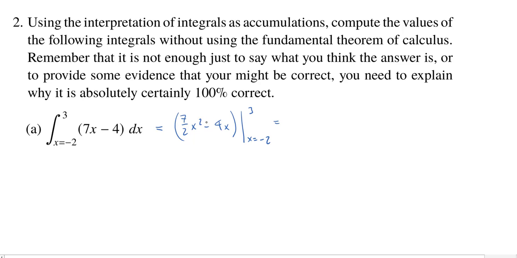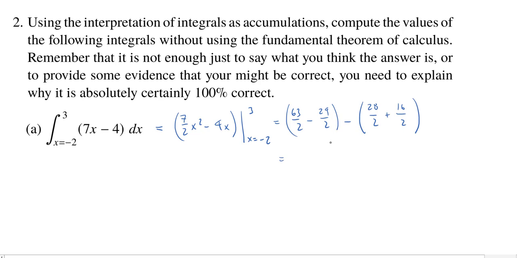And let's see, at 3, we would get 3 squared is 9 times 7 is 63 over 2, minus 4 times 3, okay, that's 12, which I could write as 24 over 2. Minus, okay, we evaluated at negative 2. Negative 2 squared is 4 times 7 is 28 over 2. And then 4 times negative 2 is negative 8, but there's another minus here, so positive 8, which I could think of as 16 over 2.